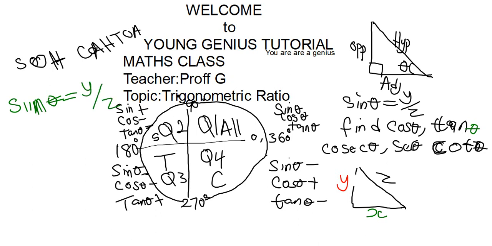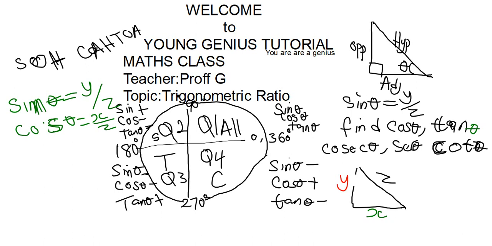So that is it. Then cos theta will be equal to what? Adjacent over hypotenuse. Where is our adjacent? From here you can see that our adjacent is x, all over the hypotenuse. And what is the hypotenuse? The hypotenuse is z.